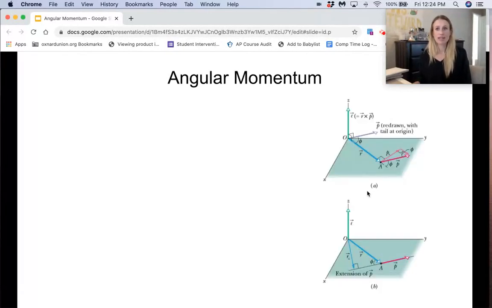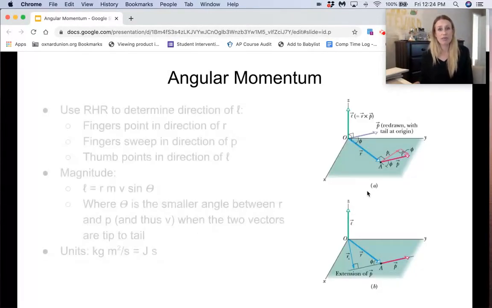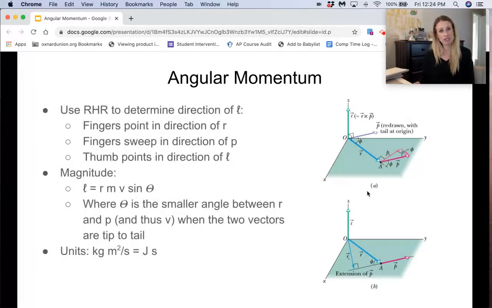So if we're talking about the direction of angular momentum, we use the right-hand rule just like we do for torque. So it's very, very similar in that direction. We're using the right-hand rule to determine the direction of angular momentum. And the reason that we can use the right-hand rule for angular momentum is because, just like torque, angular momentum is also a cross product.